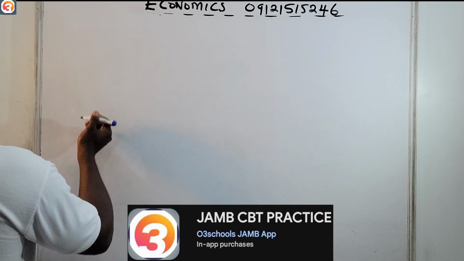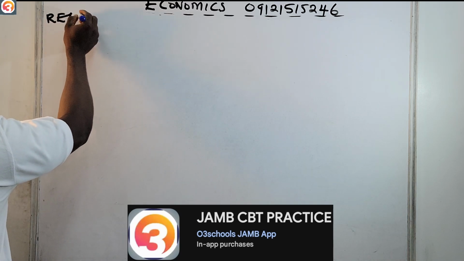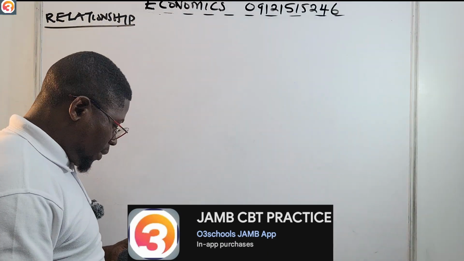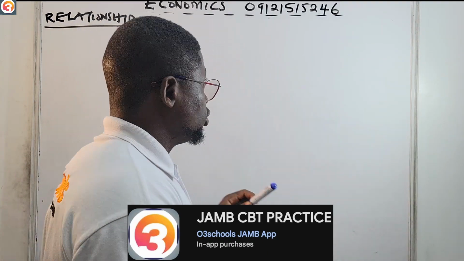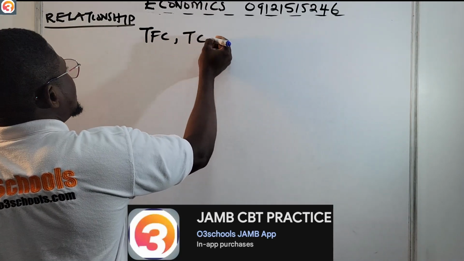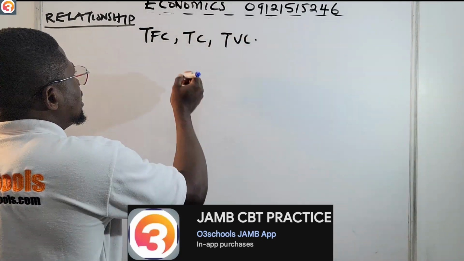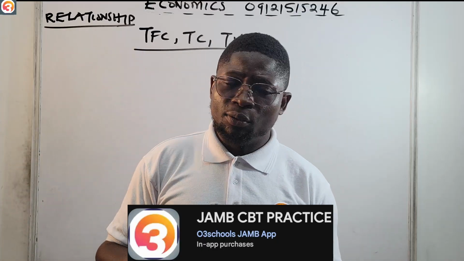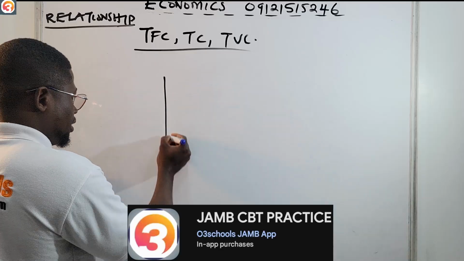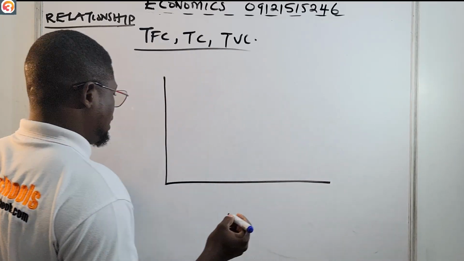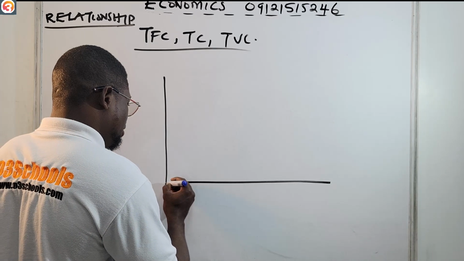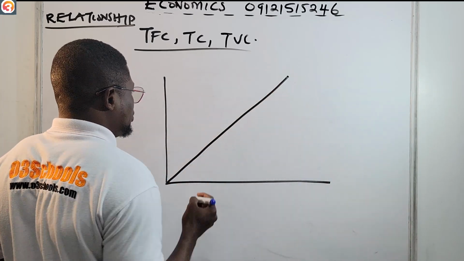So let us see the relationship now. We are going to begin with the relationship between total fixed cost, TFC, TC, and TVC. Let's see these three. In the last episode I hinted and showed you the graph, and I told you the total variable cost begins from 0 when plotted on the graph, and then continues going upward.